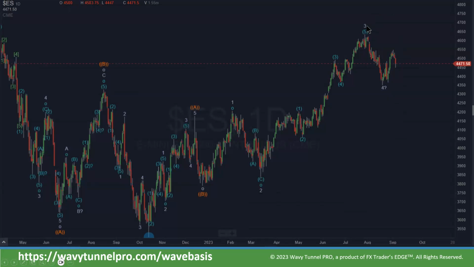So now let's look at the wave count. Well, same sort of story. Is this the end of the wave 3? And is this the end of the wave 4? You see, this was labeled a little bit differently. Or will this be the A? Will this be the B? And are we moving down for the C?